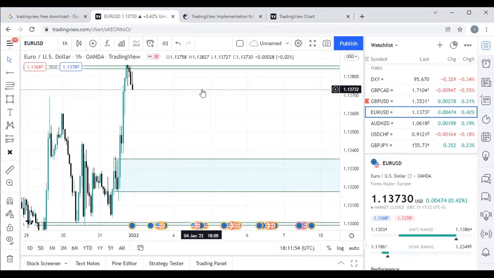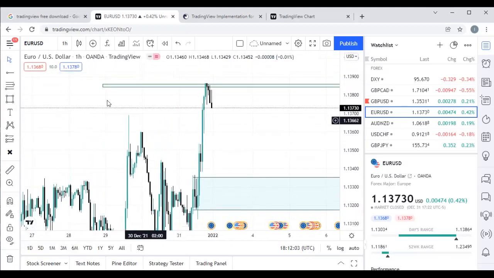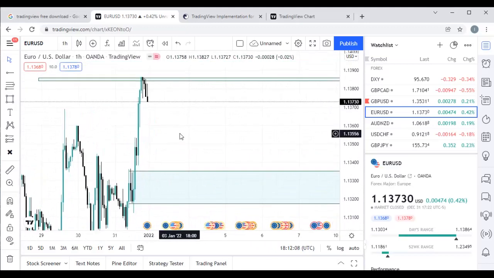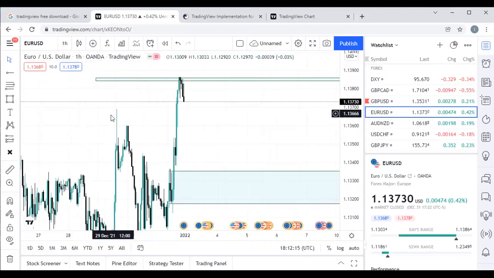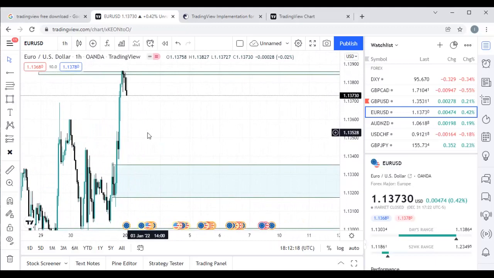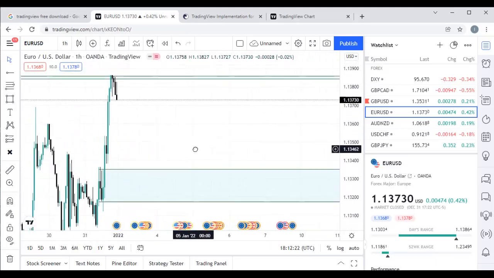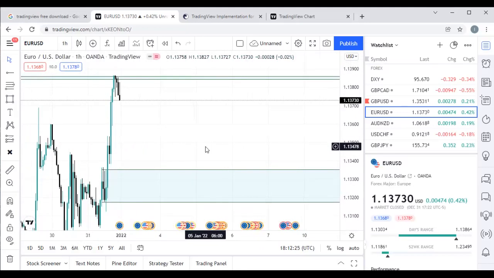Then the third thing, you want to go to your daily and identify your weekly range, which we actually did here, right? Once you identify the weekly range, you then scale down to your 4-hour to look for your demand zone inside that weekly range, right? So this is how to get your directional bias in the market.